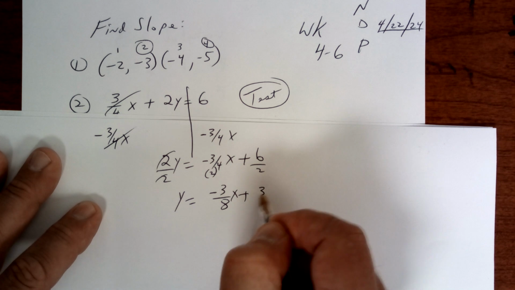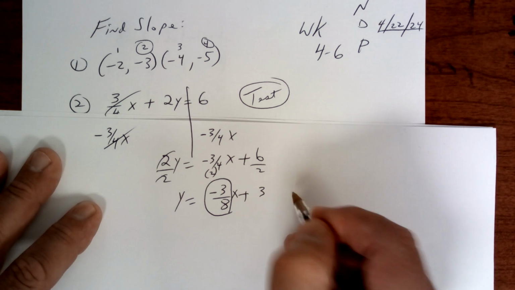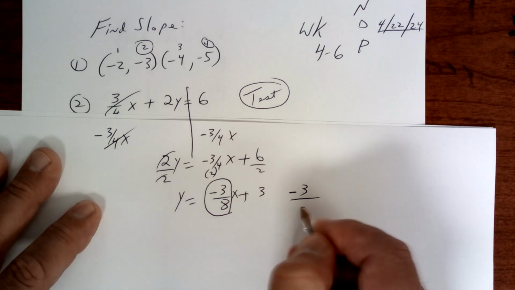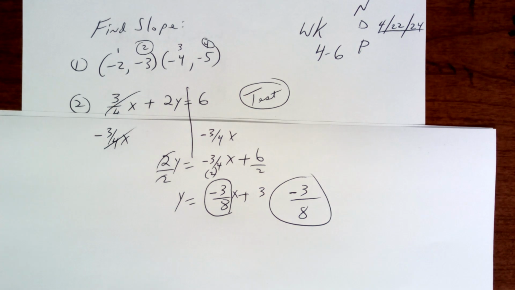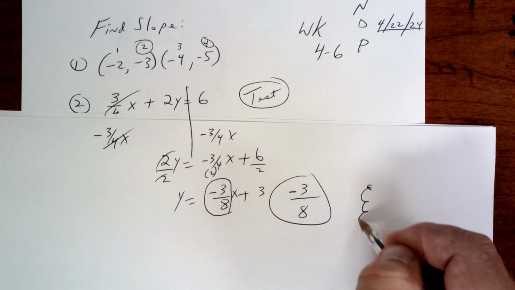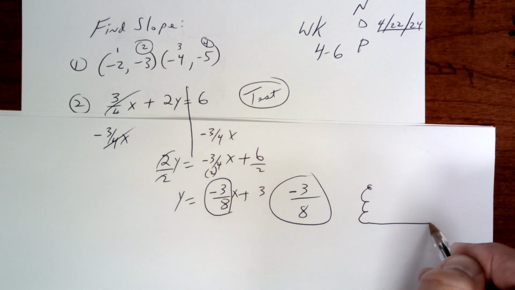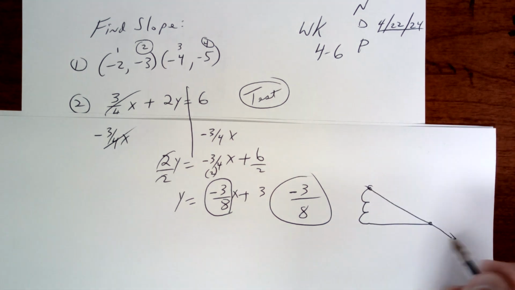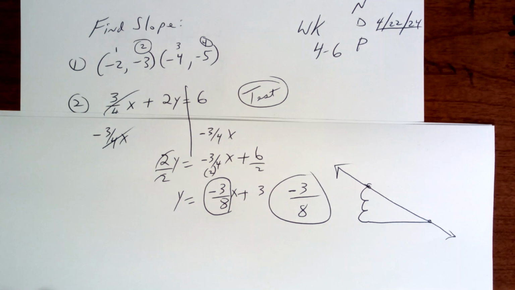So your slope is rise over run. There it is. So in this case, you would go down 3 and then to the right 8. Okay, and that's a negative slope.